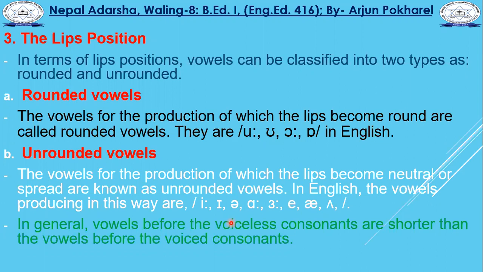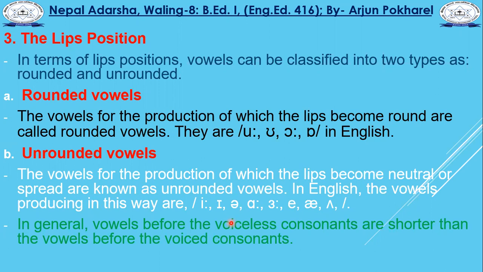If the same vowel comes before a voiced consonant, it is a bit longer. That's why vowels before voiceless consonants are shorter. For example, ta and da: ta is a voiceless consonant and da is a voiced consonant. If the same vowel comes before ta and before da, the vowel before the voiceless ta is shorter than the one before the da consonant.